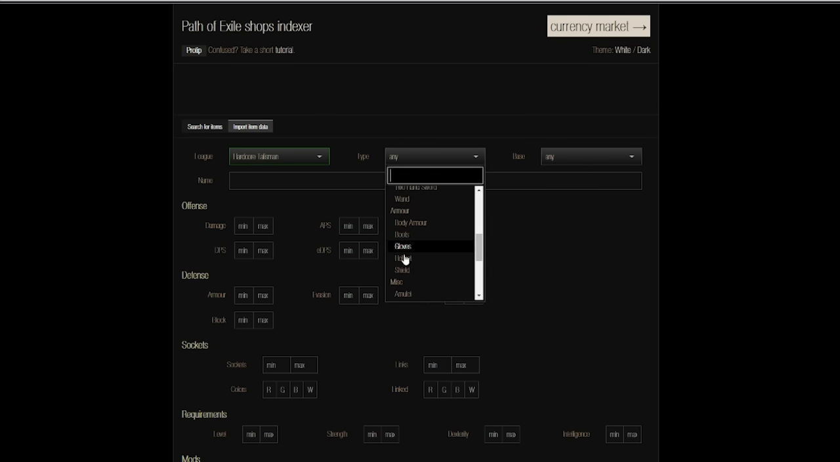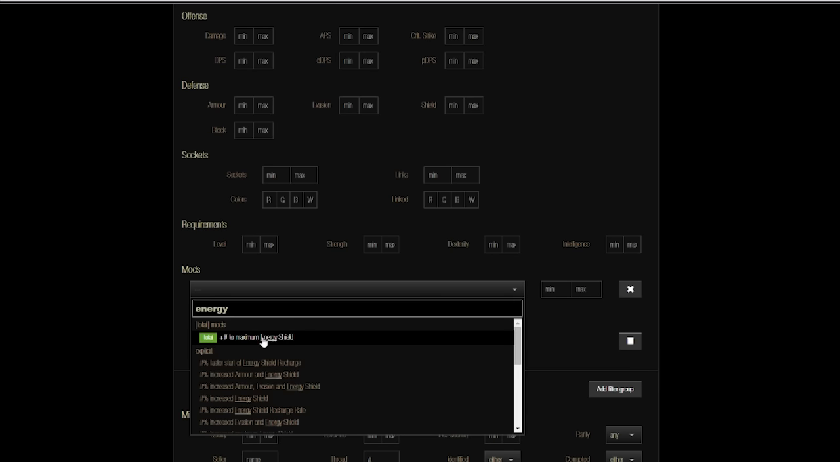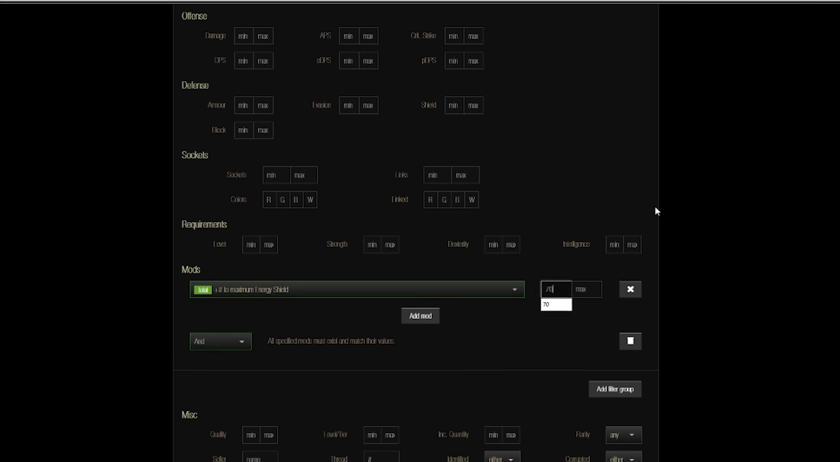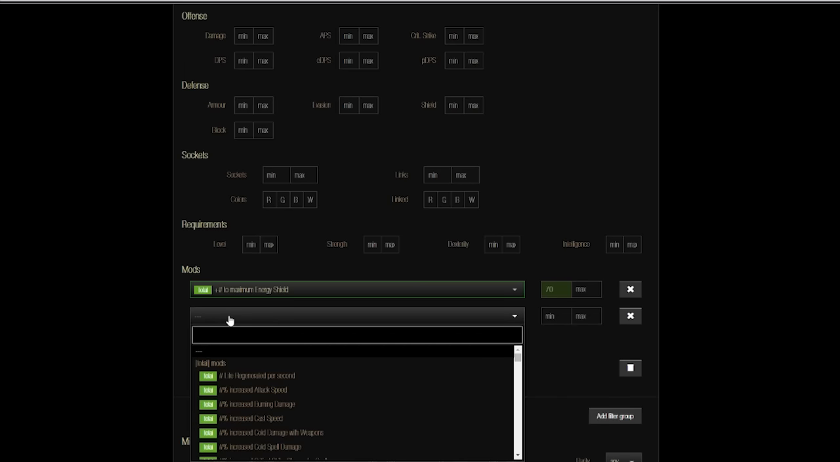So we're going to set this to shield, and then we're going to use the mods that are the most relevant to its value. Now this would be the energy shield, so we're going to do that. We're going to put a value on this of 70 just to filter out some of the results that will come up, because we will get a lot if we don't put a value on there.